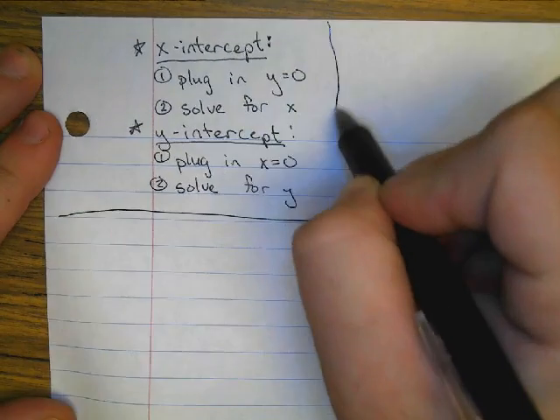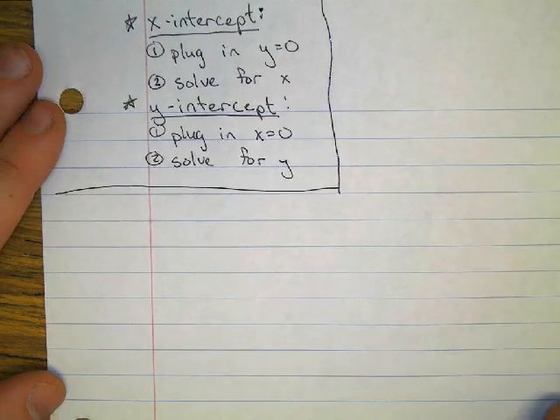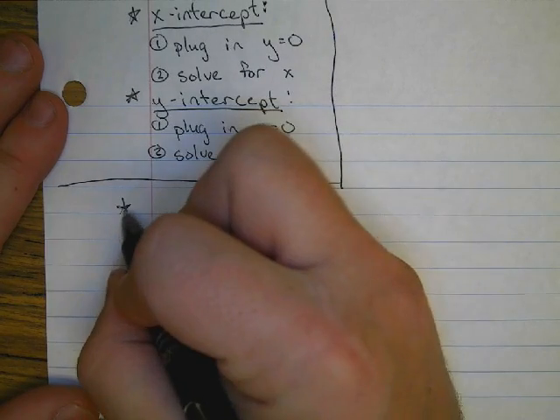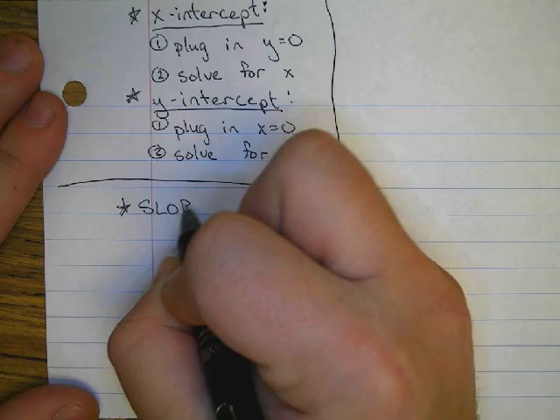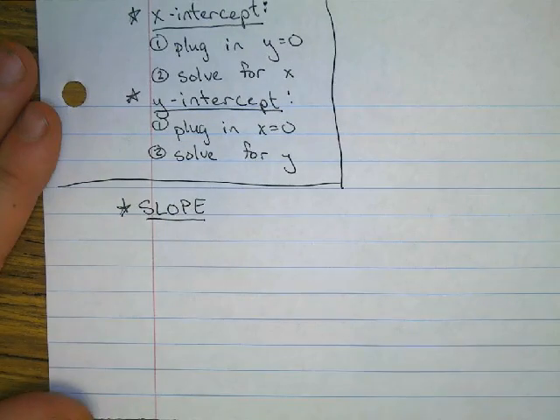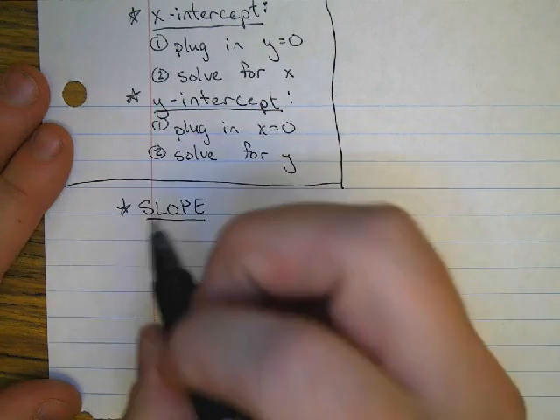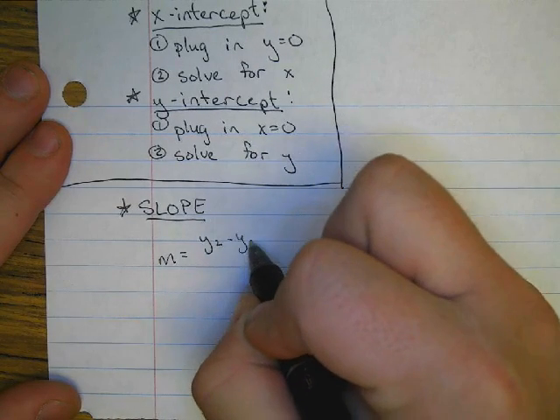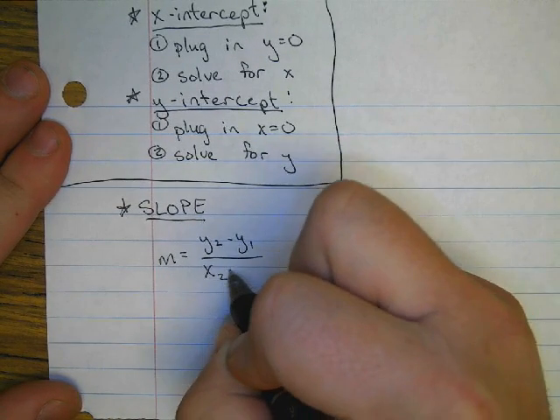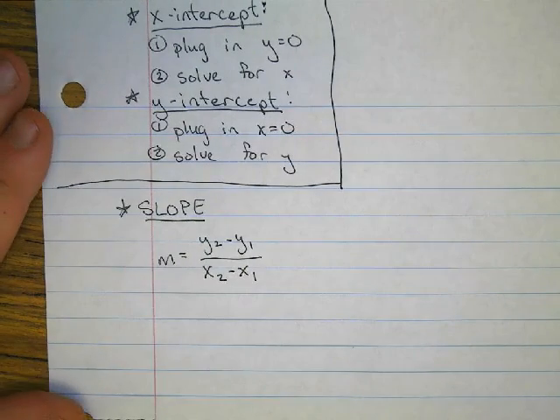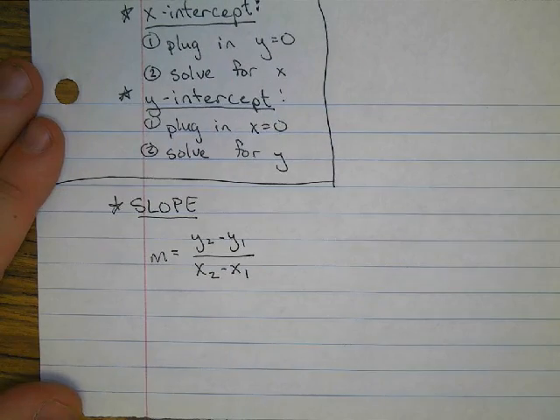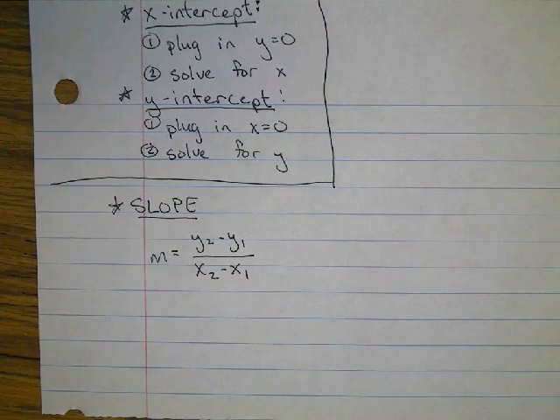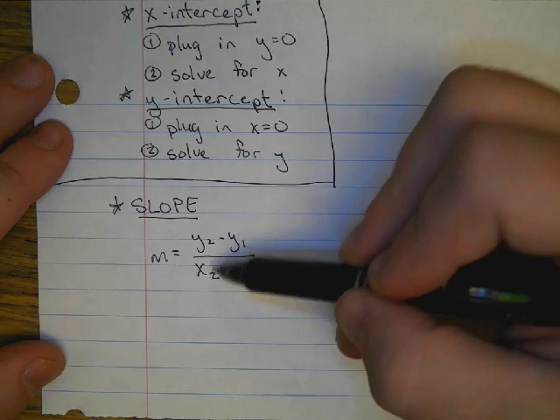Our next big idea is our slope. And that's simply an equation or formula where we say m is equal to y2 minus y1, and we have x2 minus x1 in the denominator. And the y2, y1 are from given points, x1, y1, x2, y2.